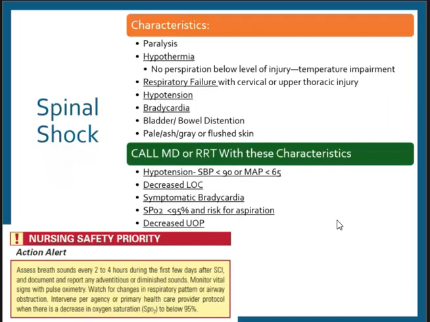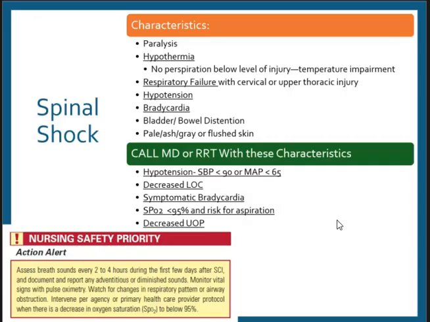So your characteristics that you would be looking for. Paralysis, of course. Hypothermia. This sounds, if you're watching the Clancy trial, hypothermia. Wasn't her body at 82 degrees? No perspiration below the level of injury, temperature impairment, respiratory failure with cervical or upper thoracic injury. So always remember, above C5, we really start to worry about respiratory. Hypotension, bradycardia, bowel and bladder distension. They will have pale or gray skin, or it could be flushed.